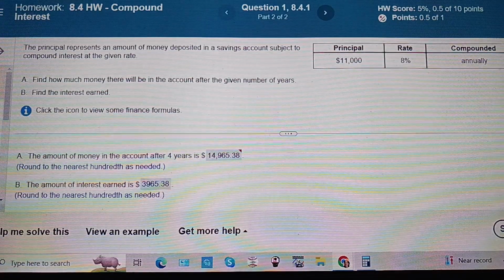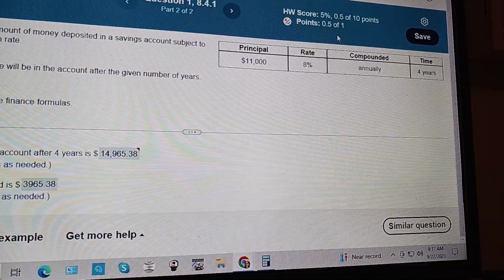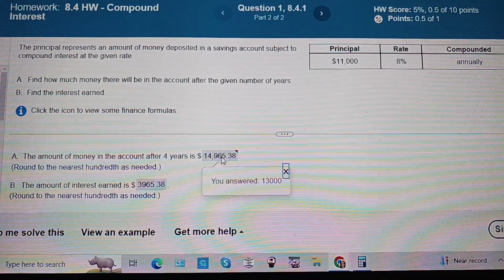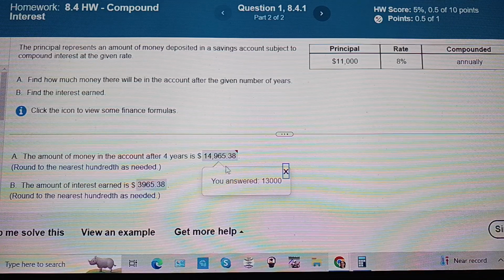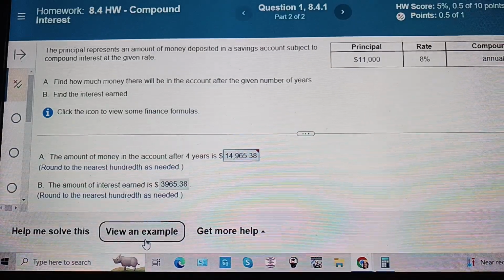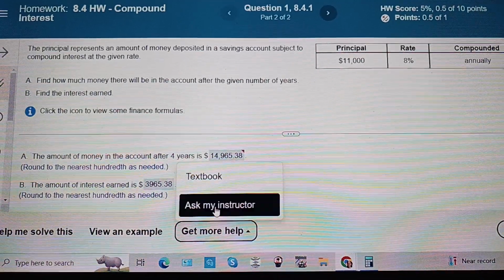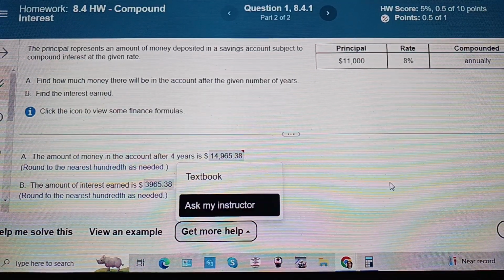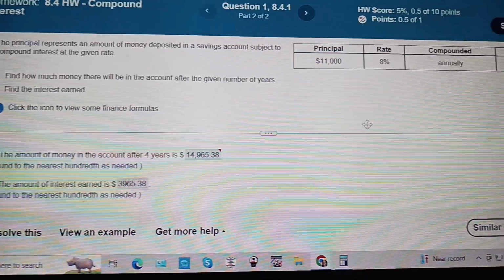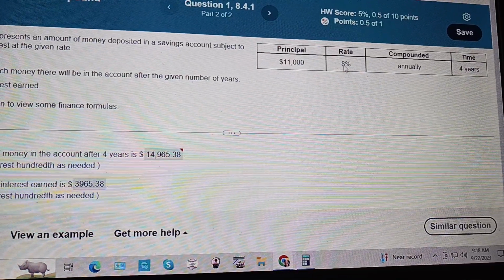And then when it's wrong, here it says at the top 0.5 out of 1 because I got half of this right. So the one that's wrong, you can click on it and it says you answered 13,000, but the right answer was this, 14,965. And at the bottom, there's help me solve this, view an example, get more help, and that's where you can ask my instructor. So if you click that, it sends me an email, and then I can see exactly the problem you're working on, the one that had 11,000 and 8%.